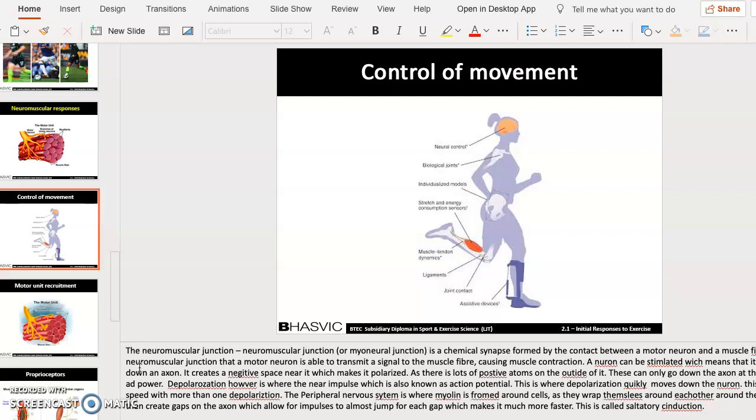The peripheral nervous system is where the myelin is formed around the cells as they wrap themselves around the axon. This then creates gaps on the axon which allow the impulses to jump from each gap, which makes it faster. This is called saltatory conduction.